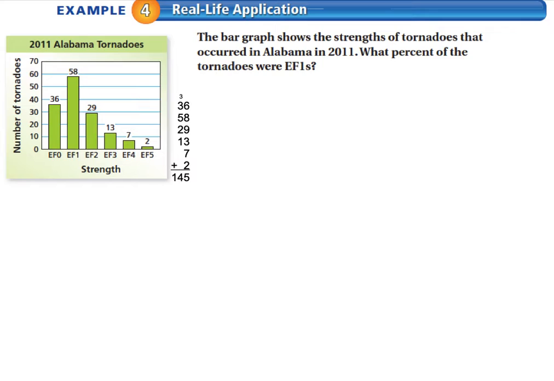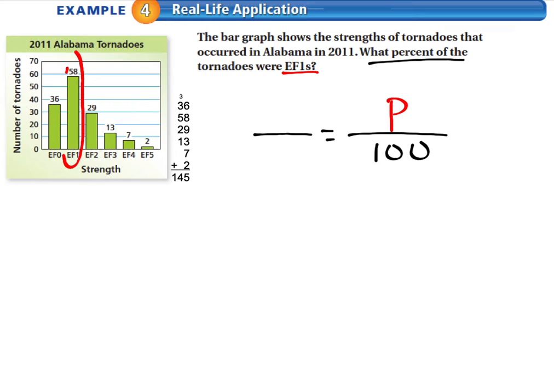Okay, another quick example. The bar graph shows the strengths of tornadoes that occurred in Alabama in 2011. What percent of the tornadoes were EF1s? Now on this, where it's a situation problem, we are looking for the part. It does say what percent, so we don't know the percent. It says EF1s, so EF1s is the part. And the part that are EF1s is this bar right here. There were 58 EF1s in 2011 in Alabama.